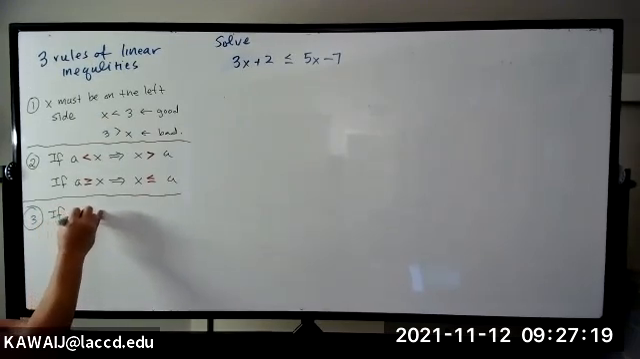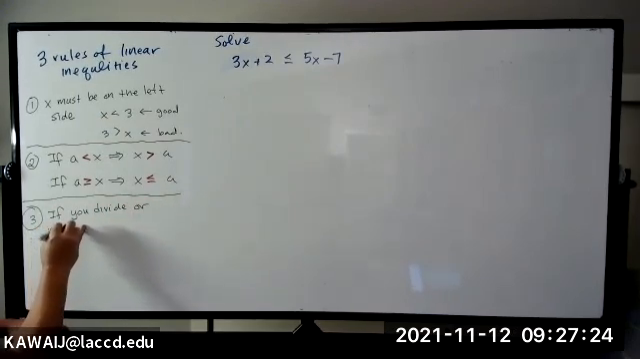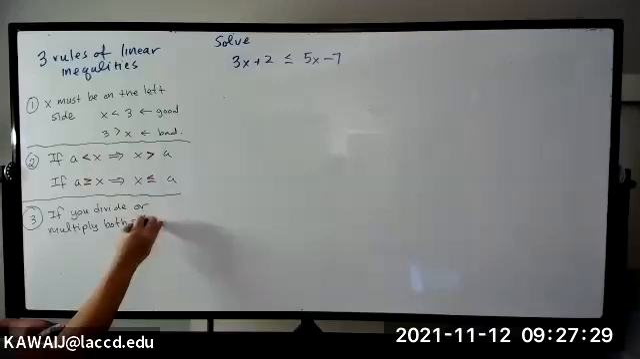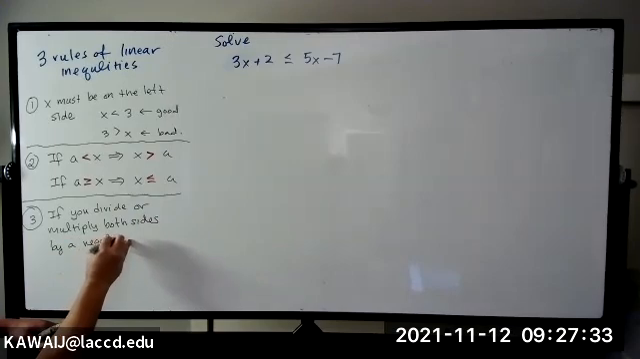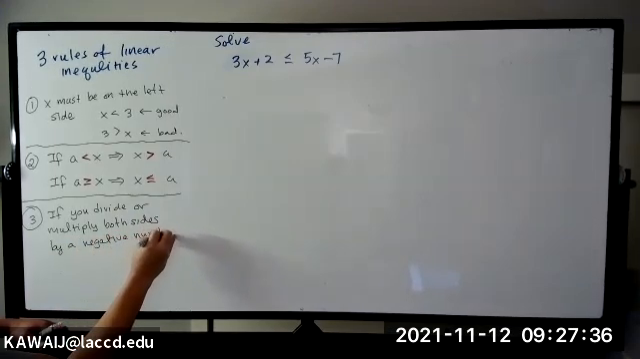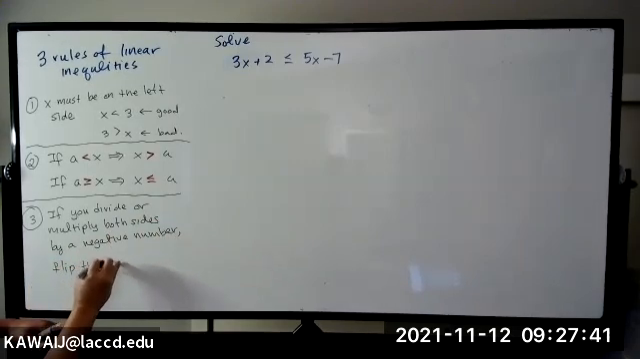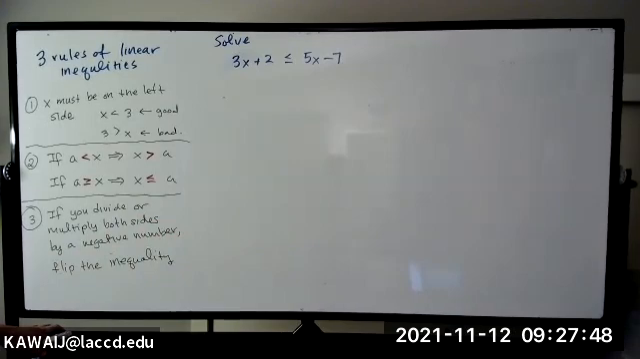If you divide or multiply both sides by a negative number, flip the inequality. Okay, so just copy that, and I'll show you what that means.